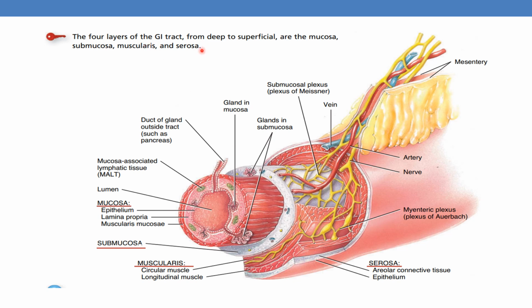The 4 layers of the GI tract from deep to superficial. The deepest layer is mucosa and the superficial layer is serosa. From deep to superficial are mucosa, submucosa, muscularis and serosa.